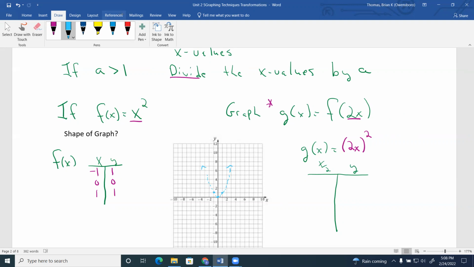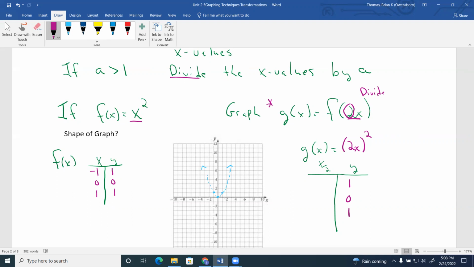Now, notice how we have this 2 as a coefficient of x. But since it's on the inside, that actually means to divide by that value. So my y values stay the same, 1, 0, 1. Since you're multiplying by 2 and you have to divide by 2, notice your x values are going to be getting closer to the y-axis. So we'd have a compression in that sense of getting closer to the y-axis there. That would be a horizontal compression.